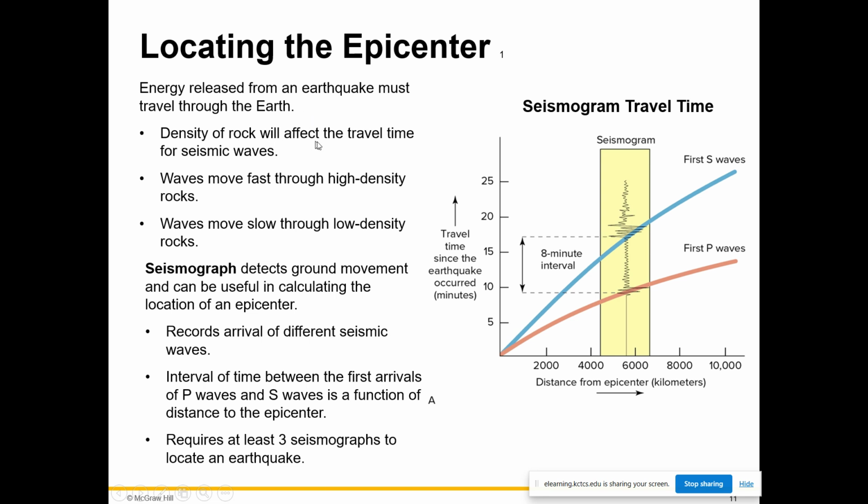So the density of rock will affect the travel time. The more dense the rock, the faster the waves will move through it. And the seismograph records different waves.